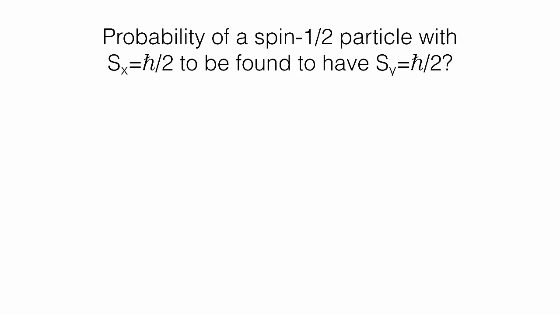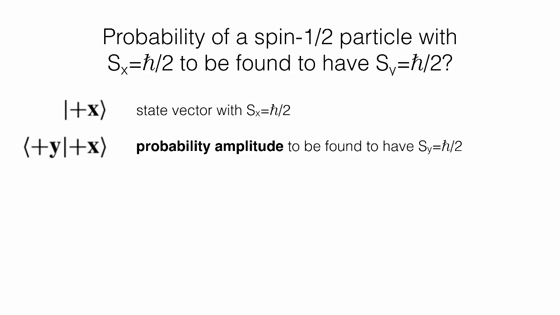kind of this very simple tool, we can calculate the probability of a spin 1/2 particle, for example, which corresponds to Sx equal h bar over 2, to be found to have Sy equal h bar over 2. So I invite you to try to make a sketch of the kind of experiment you would need to do to represent that question. Of course, from a mathematical standpoint, all we need to know is to calculate the bracket plus y plus x. So we need to have plus x and we need to have plus y. So this bracket plus y plus x is exactly what I need.